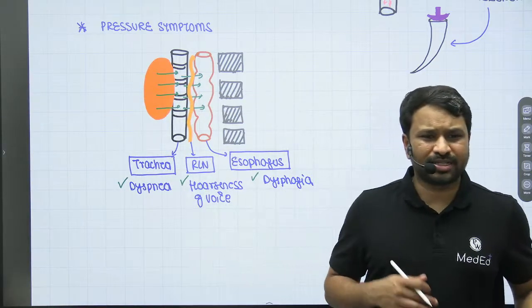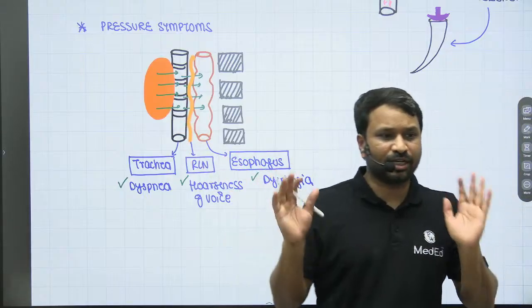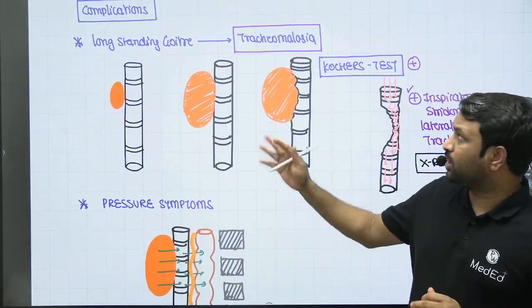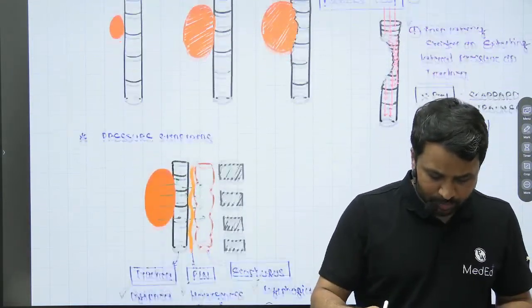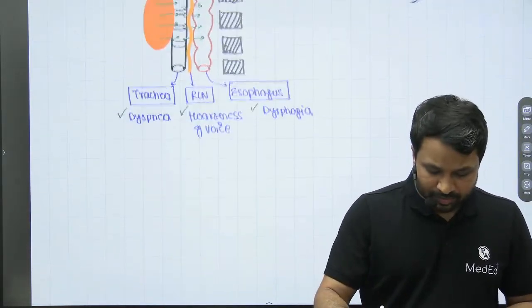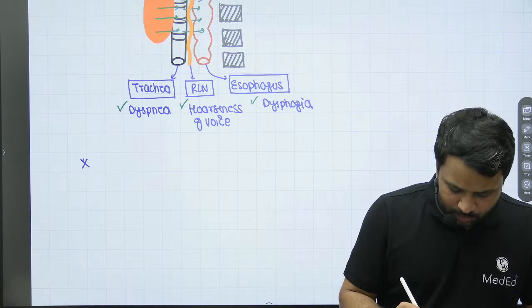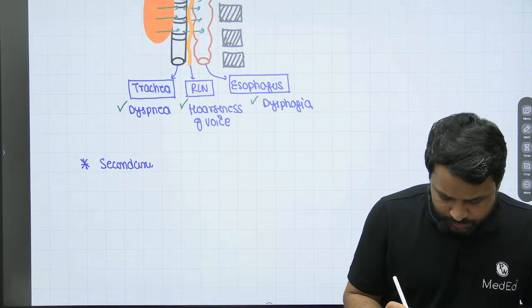Now I hope you understand the basic concept behind the pressure symptoms. Is that clear? Okay. So we have two complications. One is that a long-standing goiter is going to result in tracheomalacia. Another one, it is going to result in your pressure symptoms. Apart from that, what are the other complications that you can look across? The other complications, it will rev up into secondary thyrotoxicosis.